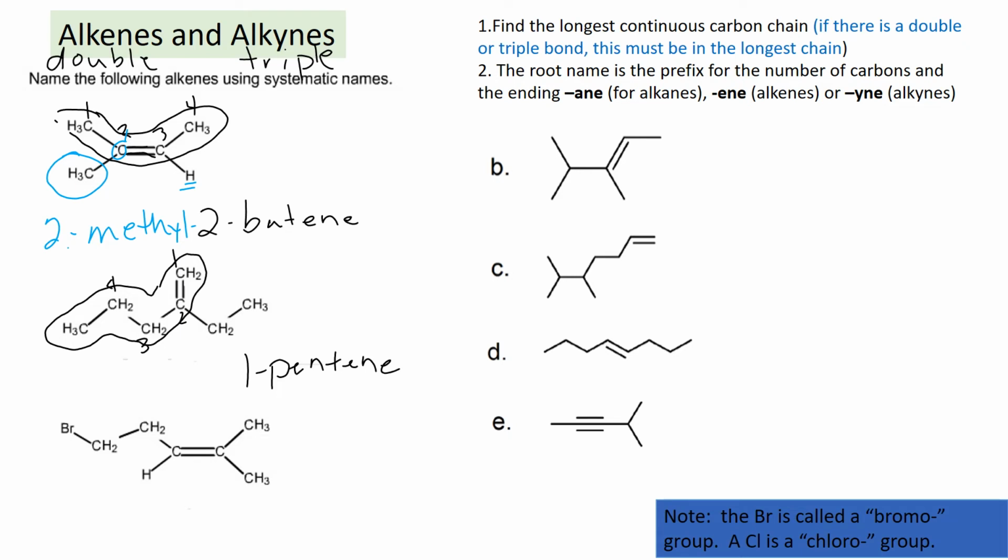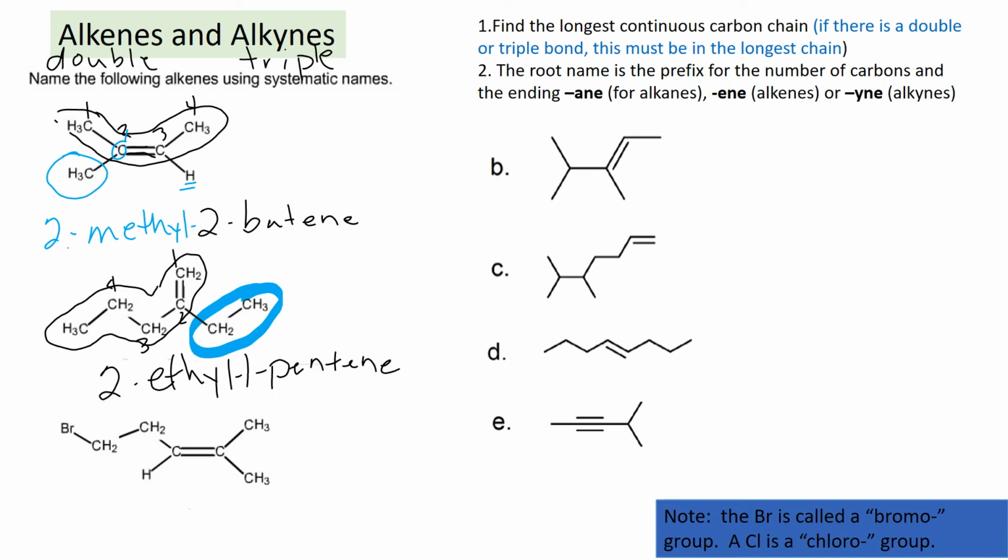And then when we look at the branch, we also have a branch. And the branch is on carbon 2. It's a 2-carbon branch, so we're going to call it ethyl. And it's 2-ethyl-1-pentene.